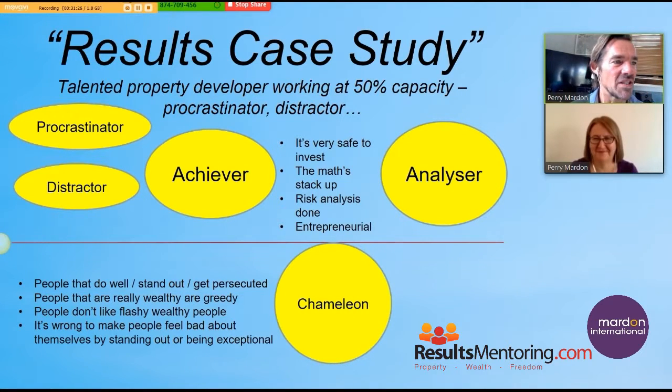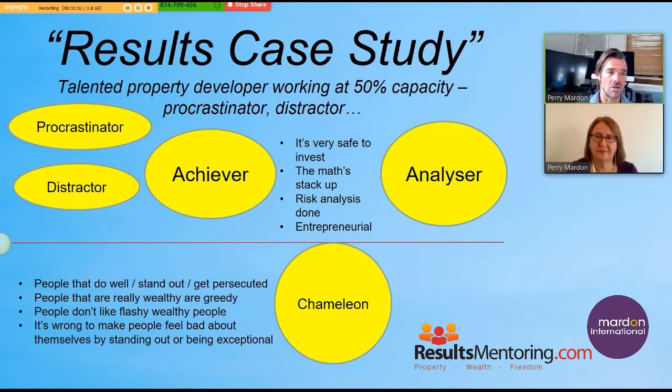The other one is, it's wrong to make people feel bad about themselves by standing out or being exceptional. So when this particular woman, as a girl, went to school, she got the highest marks in the school. And then all of a sudden, she was attacked and persecuted because people were jealous of her. So she sort of learned, oh, when I stand out, I get persecuted. And not only that, she was made to feel guilty.